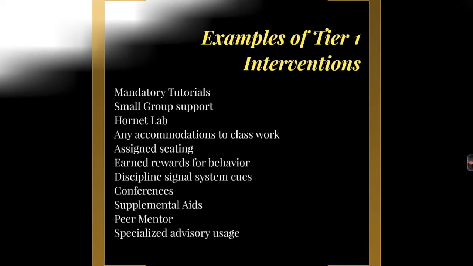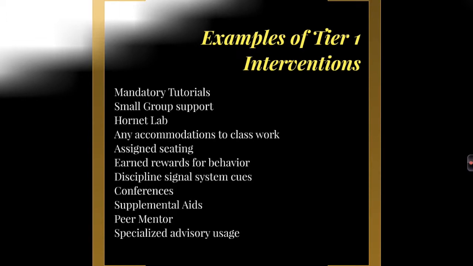Some examples could be mandatory tutorials, where those times that you set up, then kids could always show up for support. That could be part of tier one. Doing some small group support within your classroom. Having students go to the Hornet Lab for that more one-on-one support could also be a tier one intervention. Accommodations to classwork, if you wanted to chunk their assignments or give them mini deadlines, those could also be tier one interventions. Assigned seating or even preferential seating, moving the student to the front of the classroom or closer to your desk, that could be tier one.